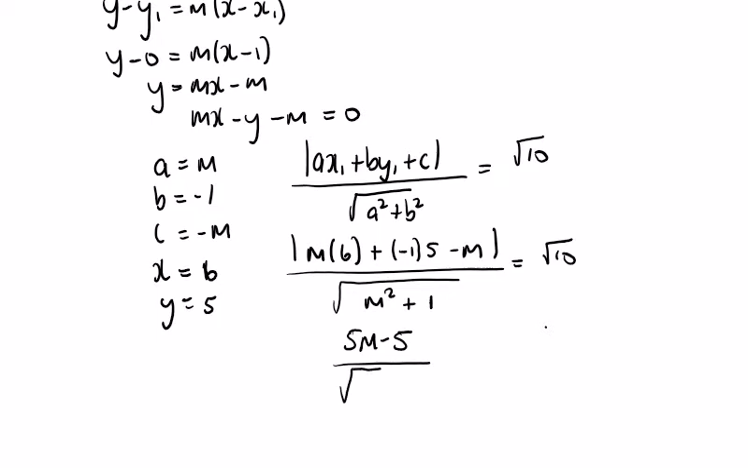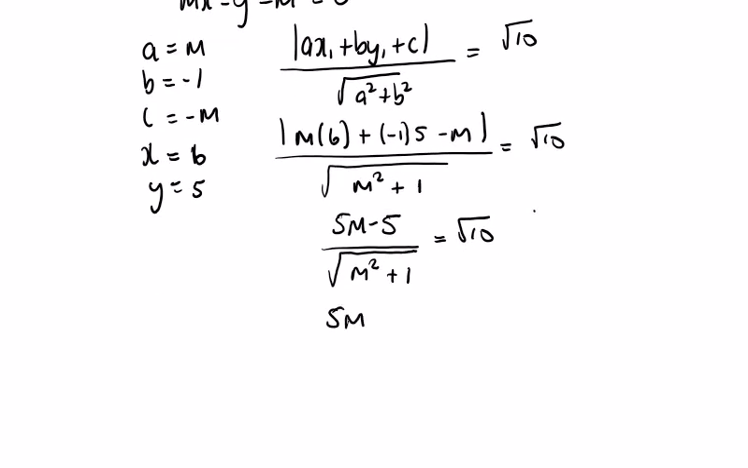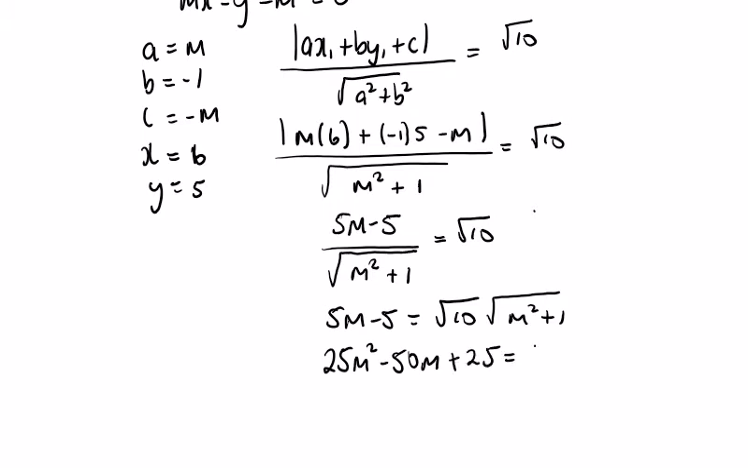Over, now I have my m squared in here, so I'm going to have a quadratic here, so I will get two solutions. So I can drop the absolute value, equal to root 10. So multiplying across, 5m minus 5 is equal to root 10 by root m squared plus 1. So now I need to square both sides. So I'm going to get 25m squared minus 25m twice plus 25, and this becomes 10 times m squared plus 1. Squaring both sides eliminates the square roots.